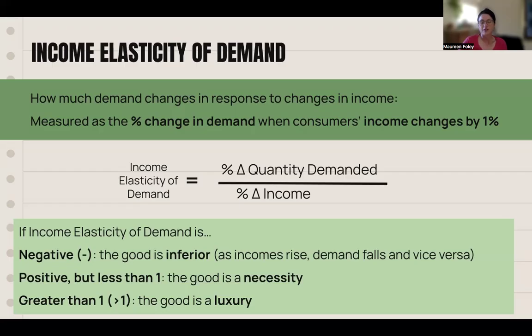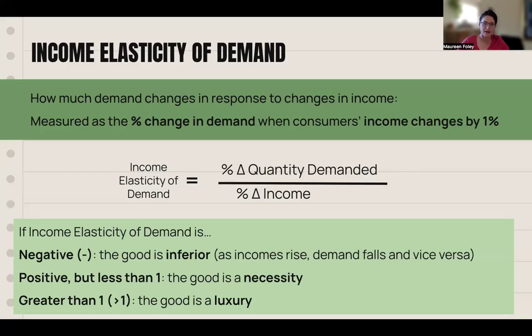If the number is positive but less than 1, so it's between 0 and 1, we call that good a necessity. Our change in income doesn't really change how much of it we buy, right? So, for example, sandwich bread that you buy at the store, hopefully just because you have more money doesn't mean that you want more sandwiches. So these kinds of goods are not very responsive to changes in consumers' income.